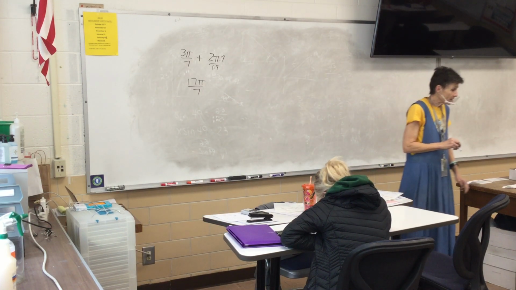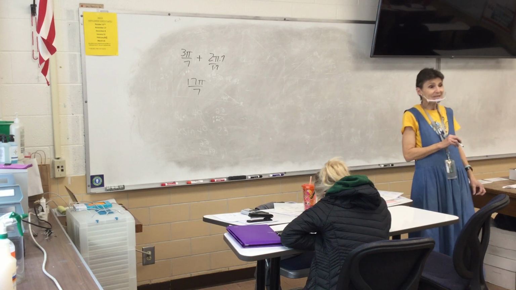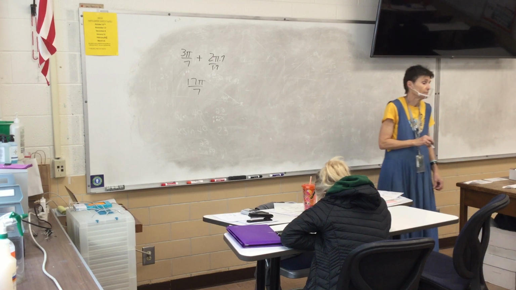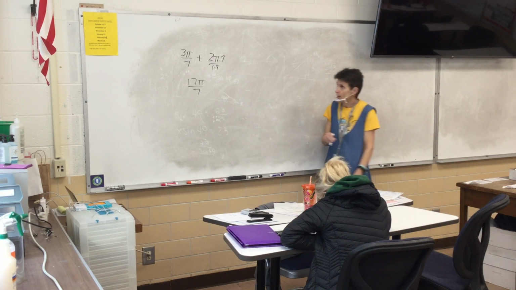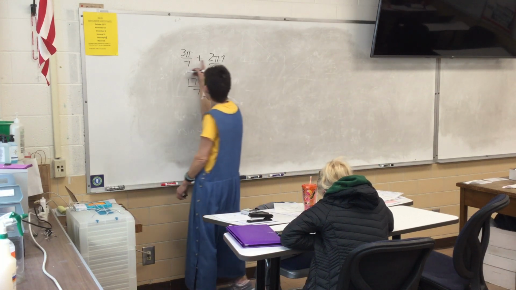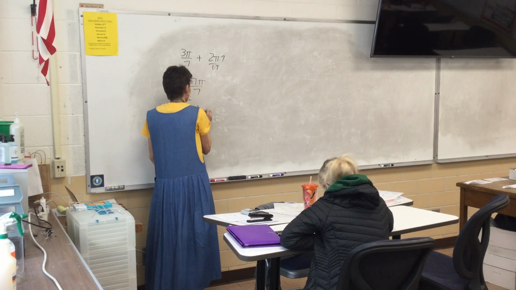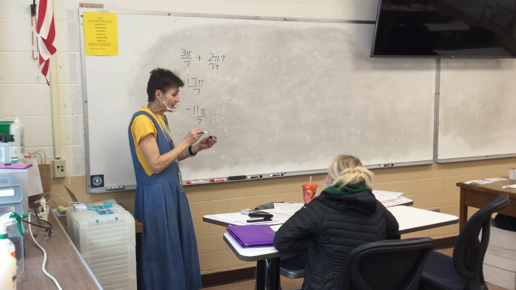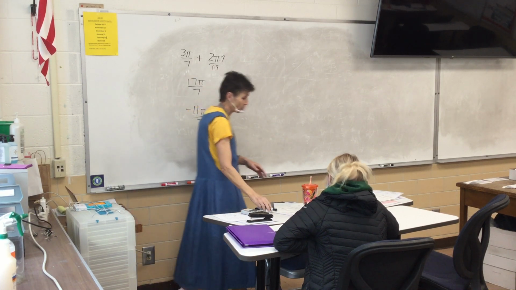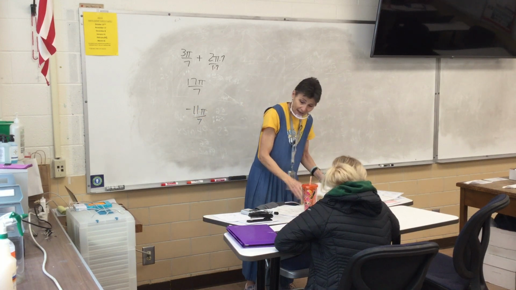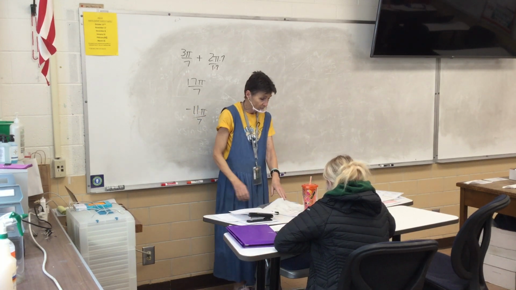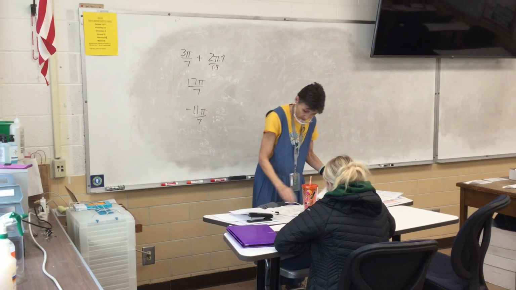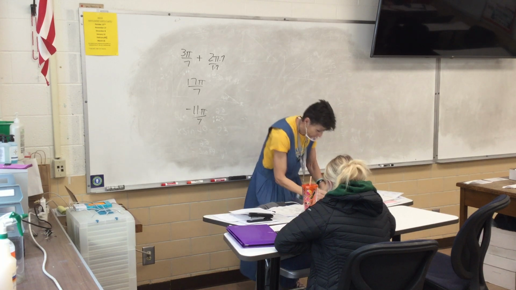What would be different if the question said find a negative coterminal angle? I would subtract. So that would be 3 minus 14, so that would be negative 11 pi over 7. Finding coterminal angles is super simple. You either add or subtract revolutions. Okay?